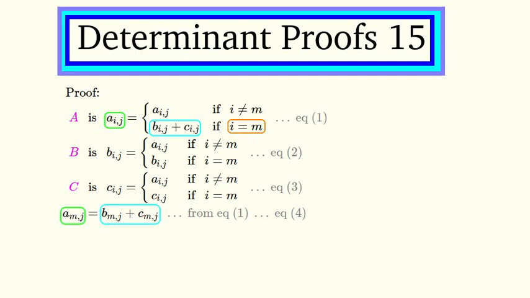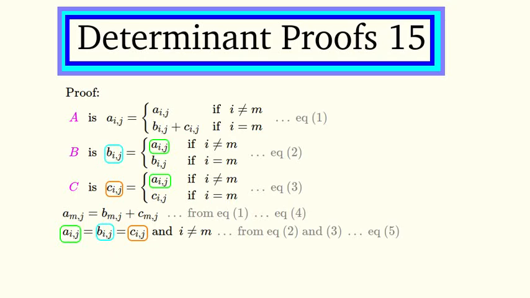The entries in A are equal to the sum of the entries in B and C in the mth row. And all of the entries of these matrices are equal to each other in all of the other rows, like this. We have to write the additional condition that i isn't equal to m.